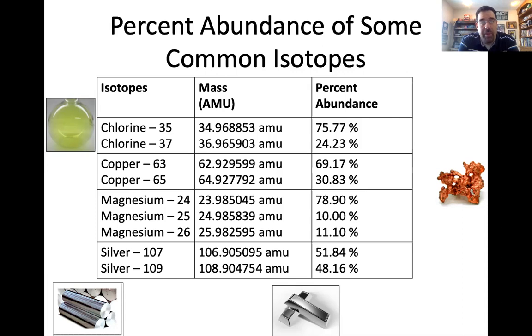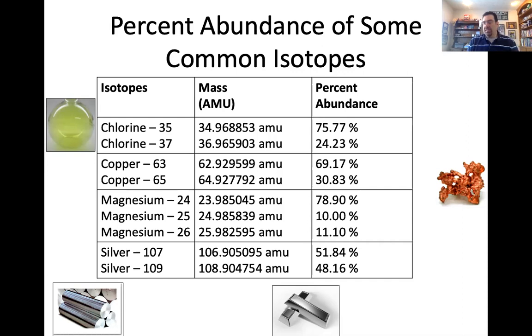Look at magnesium. Magnesium has 3 different isotopes. Some elements have 2, some have 3, some have 5. So some elements have many different isotopes. But magnesium is almost 80% abundant for magnesium 24, and then the other 20% is made up of magnesium 25 and 26, relatively speaking.